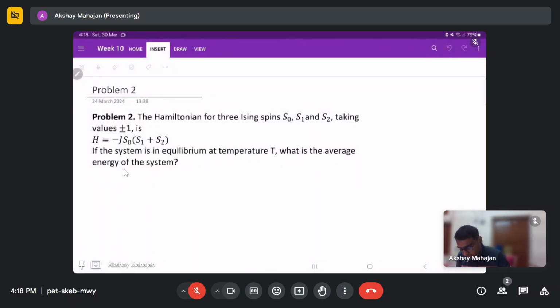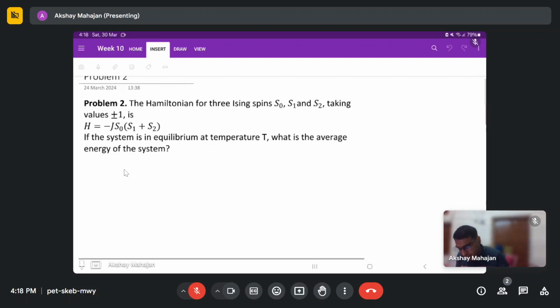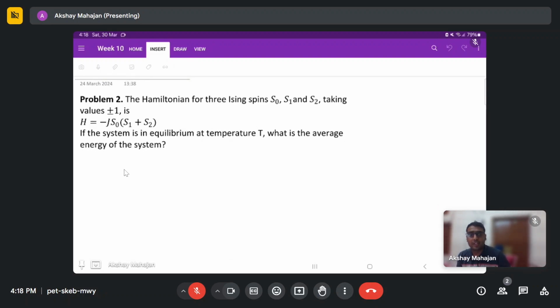Okay, so now in problem number 2, what is given to us? We are given the Hamiltonian for 3 Ising spins S0, S1, S2, taking the values plus minus 1, which is minus J S0 times S1 plus S2. For an Ising spin we just have spin in only one of the directions, let's say the z direction, and we have these 3 Ising spins S0, S1 and S2, and each one of them can take the value plus minus 1, and the Hamiltonian is minus J times S0 times S1 plus S2.